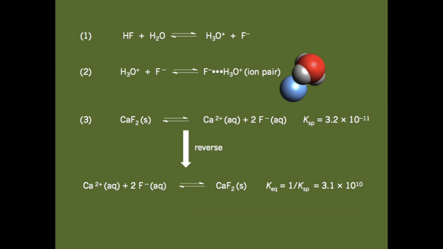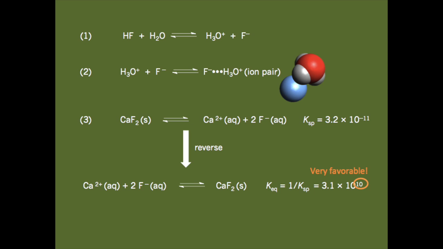So if we flip this equation backwards, then what we have is the reaction of free calcium, like is in your body, reacting with fluoride. And because the KSP was so low, that means that the equilibrium constant for the formation of calcium fluoride is going to be extremely high. And we can see we have a factor of 10 to the 10th.